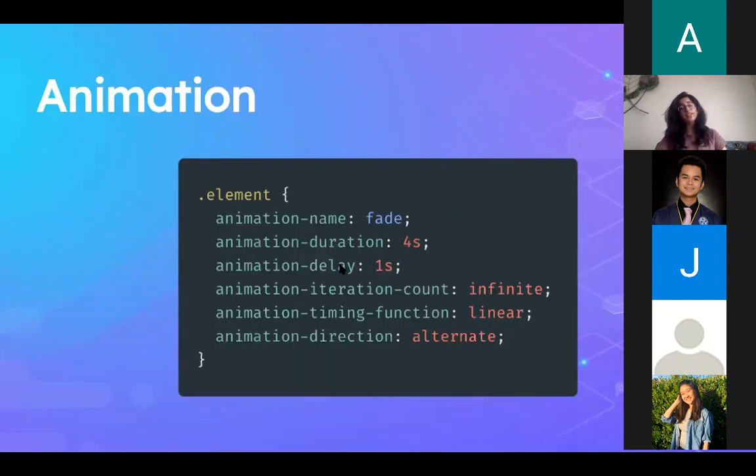Animation delay is basically us telling the element to wait for this time period before you start running the animation, again or for the first time. What does this mean? We'll see a couple examples. Animation iteration count is how many times you want to run that animation. Animation timing function is very interesting. It's how you want your animation to be run.